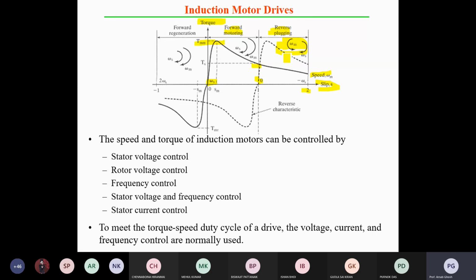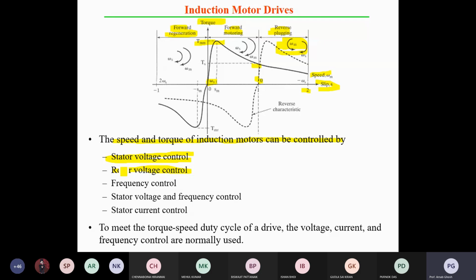Then forward regeneration. What are the methods by which the speed and torque of an induction motor can be controlled? Stator voltage control is a common method, using a three-phase triac controller. Then rotor voltage control, which is only possible by changing the rotor resistance, so it is only possible for the slip ring induction motor, not for the squirrel cage induction motor. Then frequency control is also possible. You can use inverter drives or cycloconverter drives, and in both cases you can vary the amplitude as well as the frequency.